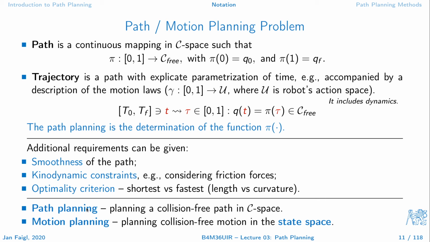And regarding this path planning and motion planning, you can be confused in the literature because sometimes these terms are used not very wisely. But we can define that, and we will consider that the path planning is planning a collision-free path. So it's a continuous mapping in C space. And motion planning is planning a collision-free motion. So this is a motion. These are the actions, and we actually plan the motion in state space. Just to clarify these two terms.